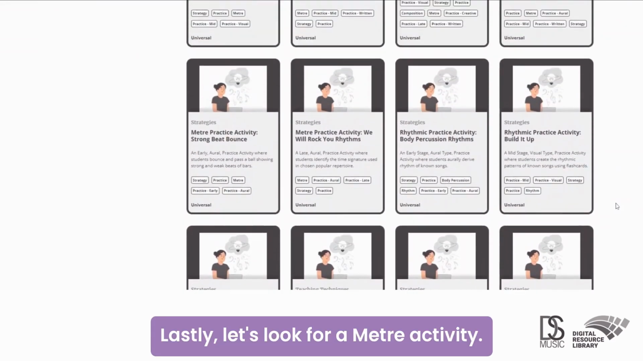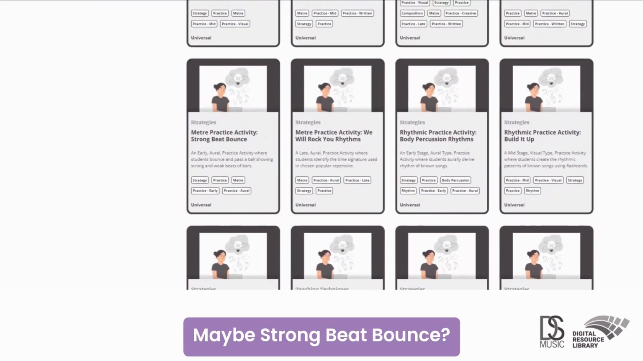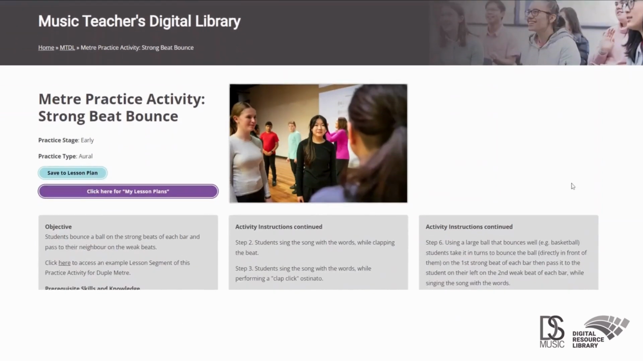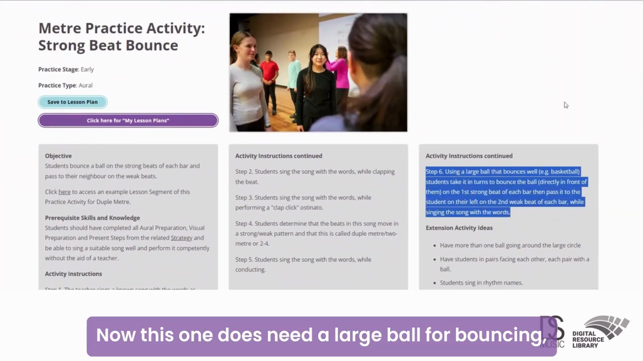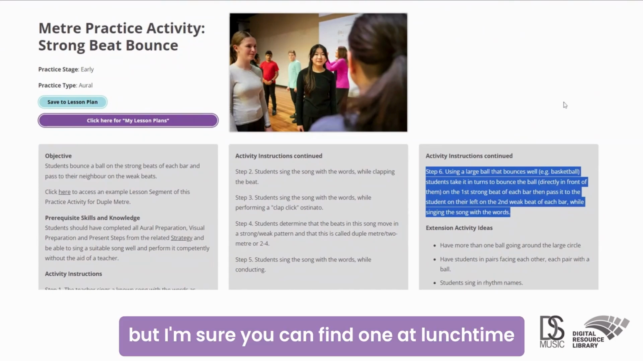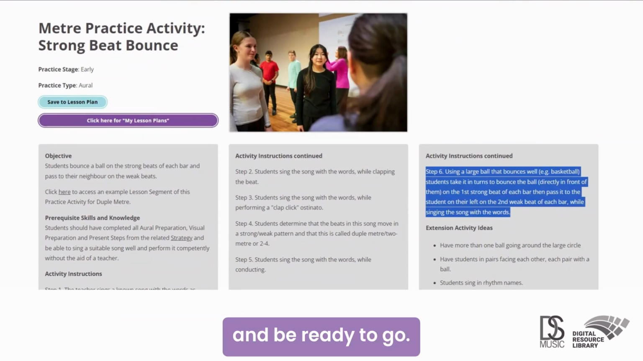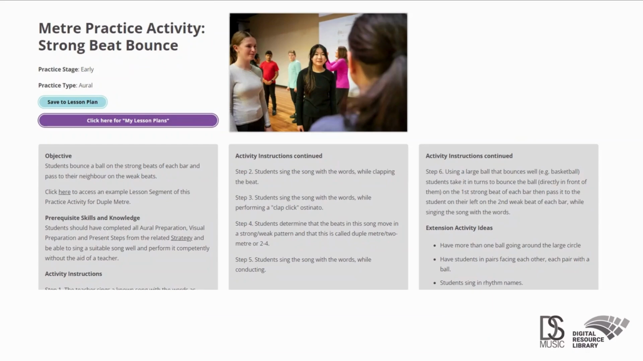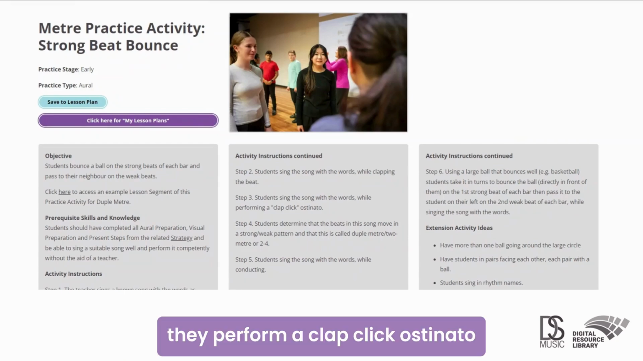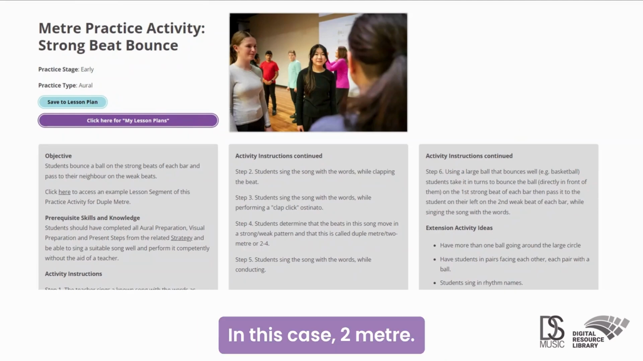Lastly, let's look for a metre activity. Maybe strong beat bounce, which is a favourite for students. Now this one does need a large ball for bouncing, but I'm sure you can find one at lunchtime and be ready to go. Here, you sing a known duple metre song with the words, as students form a circle. They sing it back while clapping the beat, and then the next time through, they perform a clap-click ostinato that highlights the metre, in this case 2 metre.